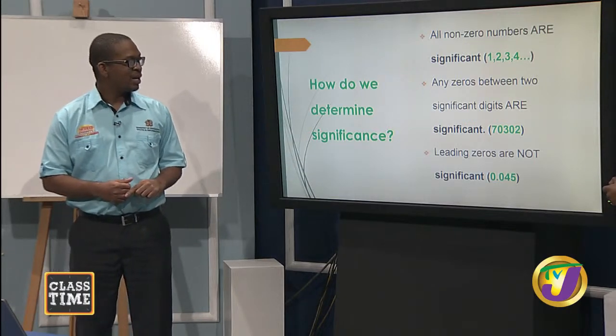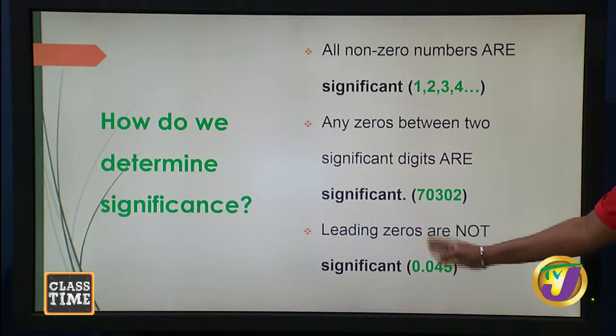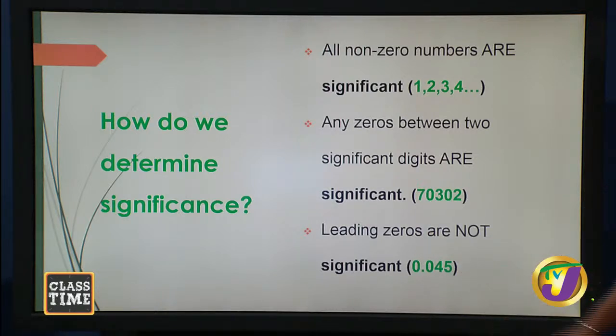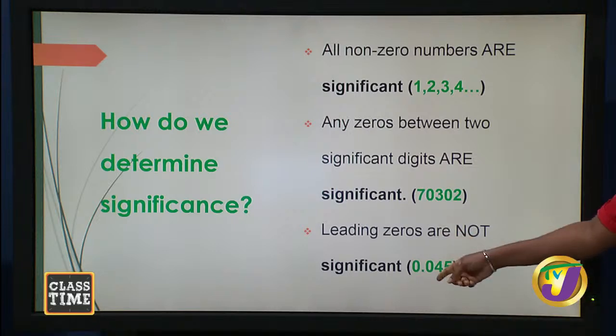And leading zeros are not significant, as you will see here. Okay, so I noticed that they're leading. Leading, meaning they're at the front? At the front. Yes. Because they're not between any significant numbers at this point where they are leading, they are not significant.